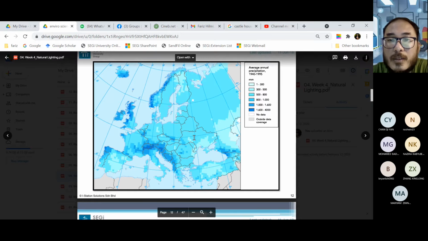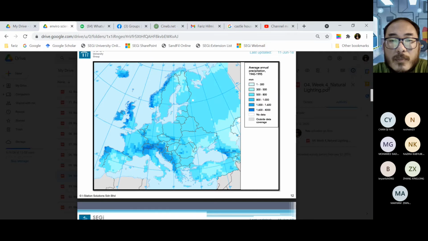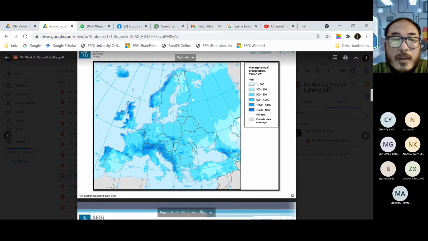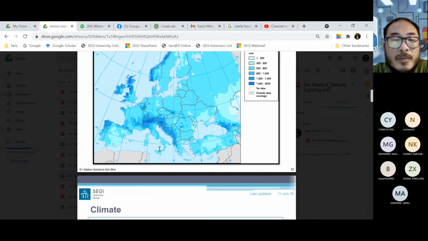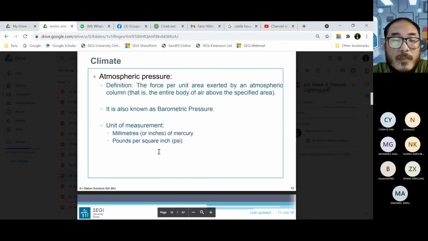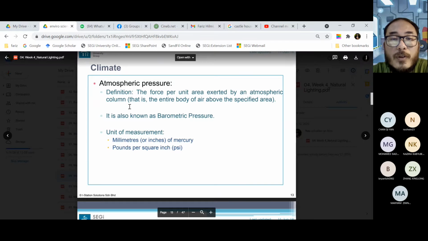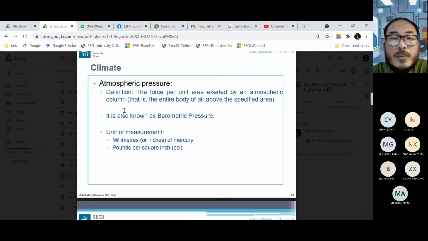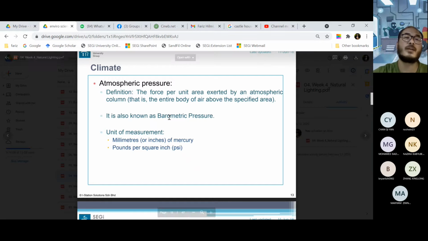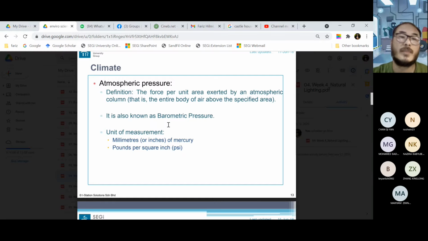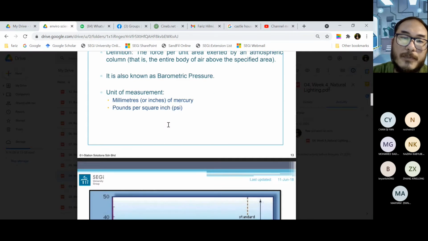This is an example, the average annual precipitation in Europe. The darker blue would be higher precipitation. Atmospheric pressure is the force per unit area exerted by an atmospheric column, that is, the entire body of air above the specified area. It is known as barometric pressure. The units are millimeters of mercury, and pounds per square inch is PSI.